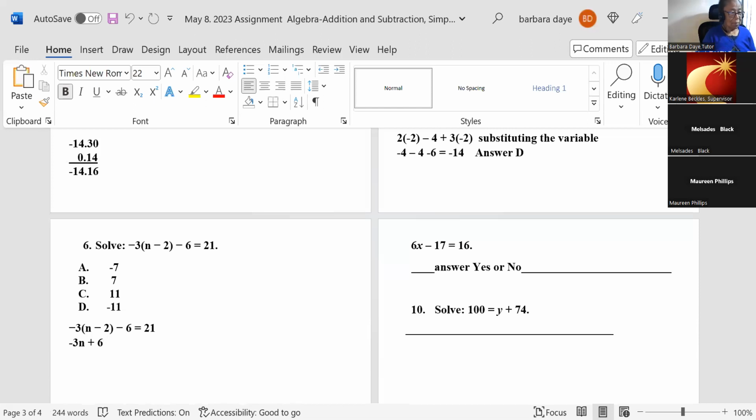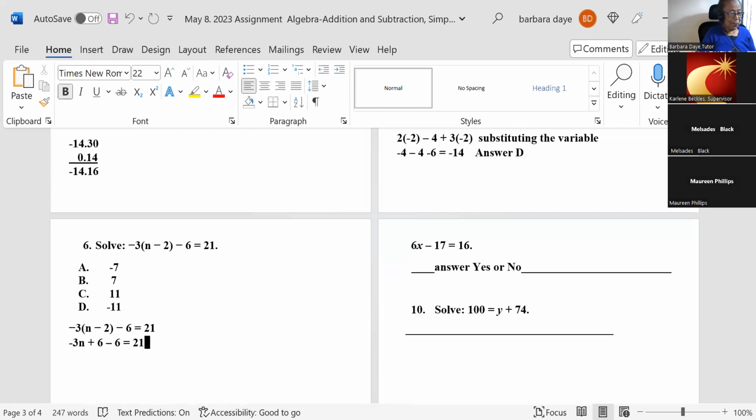Oh, I thought 6 was wrong. No, I said a minus 3 times a minus 2 is a plus 6, because like signs multiply to give you positive. Unlike signs give you negative. That's for multiplication and division. Then we have the minus 6 that remains, equal 21. What do you do next, Mercedes?